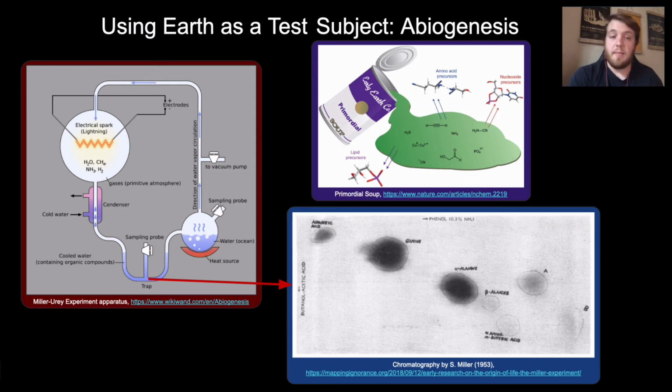This hypothesis was actually tested later in the 50s with the Miller-Urey experiment. The apparatus on the left side of the screen is the so-called Miller-Urey apparatus.